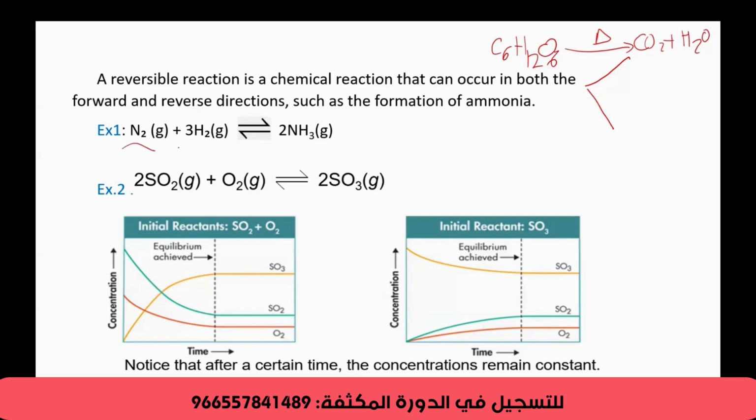But let's say if you have a reaction of nitrogen gas plus hydrogen gas, it will make 2 moles of ammonia. Can those moles of ammonia go back to nitrogen and hydrogen? Yes. They found out they have two types, whether it's a reversible or irreversible reaction. The reversible reaction is a chemical reaction that occurs in both the forward and the reverse directions, like formation of ammonia, like the formation of sulfur trioxide.